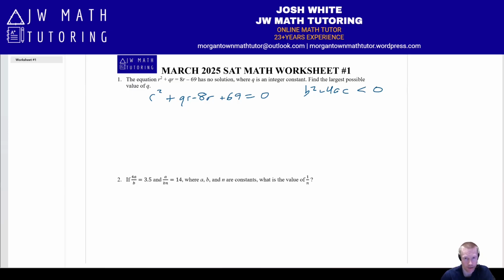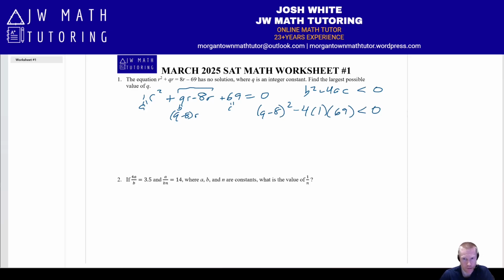So here's the thing. The b term here, technically, these two things together make up the middle term, or the quote-unquote b term. So really the way you do it is you factor out an r, your common factor, and then you're left with q minus 8. So b is really equal to q minus 8. A here is just the 1, and c, of course, is the positive 69. So if we go ahead and plug that in, you have q minus 8 squared minus 4 times 1 times 69. Again, we need that all less than 0.